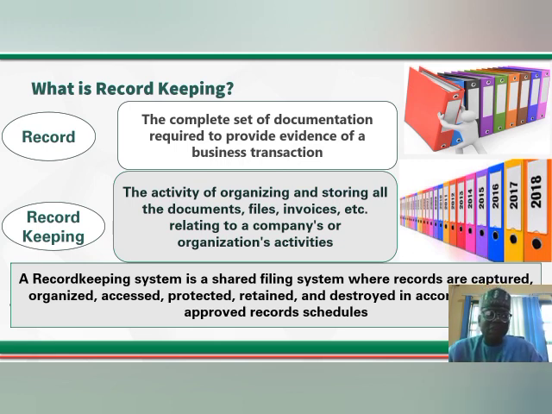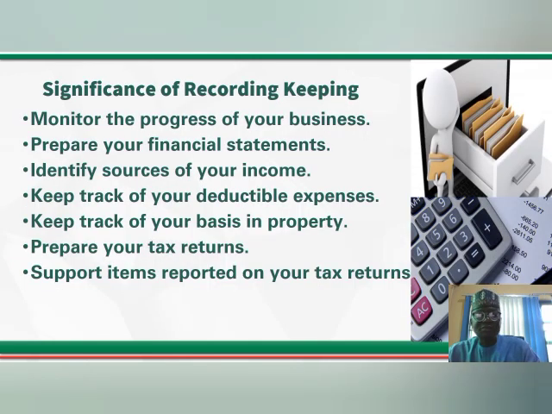So record keeping can also be described as a system of shared filing system where records are captured, organized, assessed, protected, retained, and destroyed in accordance with approved record schedule. So these are records because there are some records that need to be destroyed. So all in entirety is what is referred to as record keeping.